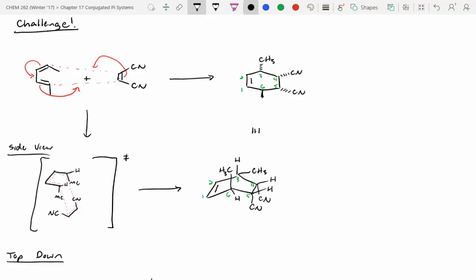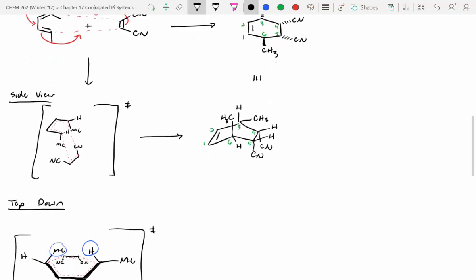And then this methyl group is going to be a wedge. So you do have to pay attention to the positioning of substituents coming off of your diene as well as your dienophile. And sometimes it's a little hard to see unless you do kind of a side-on view or a top-down view of your molecule. Does that make sense?